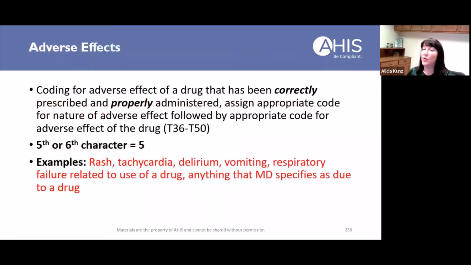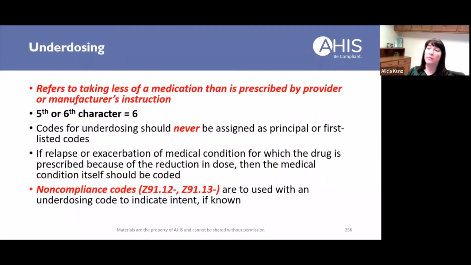Again, adverse effect, correctly prescribed, properly administered. The 5th or 6th character will be a number 5. And then these are some examples of adverse effects: rash, tachycardia, delirium, vomiting, respiratory failure. So just remember that's your most common. And then underdosing, you can't use the underdosing codes as a principal diagnosis ever. But if they have an exacerbation or a relapse of their medical condition for which they were taking that medication that they were underdosing on, make sure you're also coding that condition too.